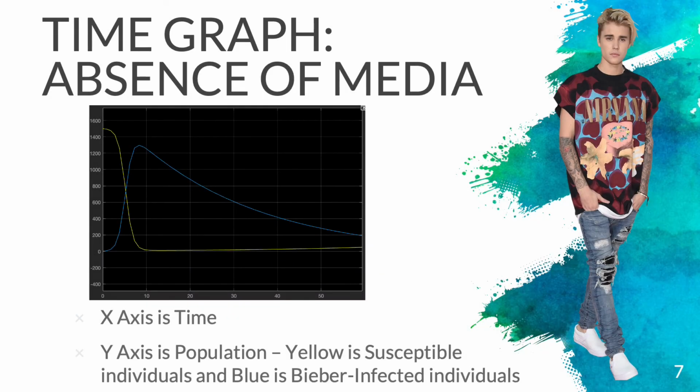In the time graph, the x-axis is obviously time, and the y-axis represents like the population. The yellow represents the population of people that are susceptible, and the blue represents Bieber-infected individuals. So as you can see in the Bieber-infected individuals, there is an outbreak of Bieber fever with a peak where almost all of the population is infected, but as time goes on, the outbreak dies down to a lower constant level.